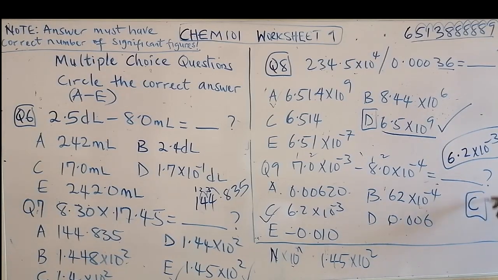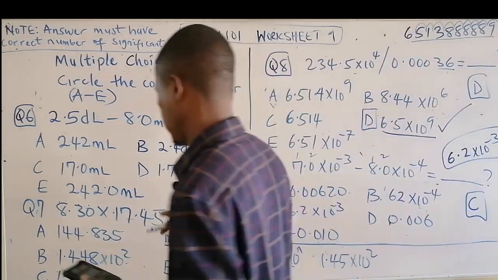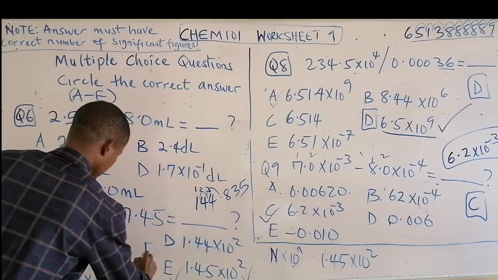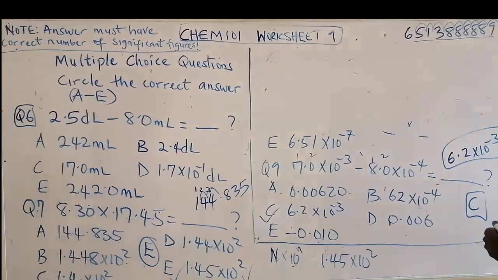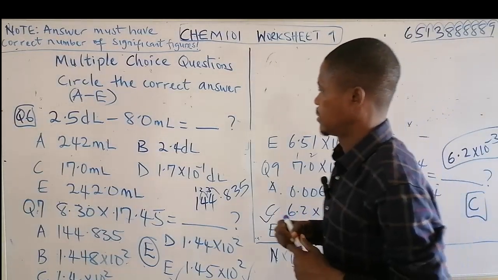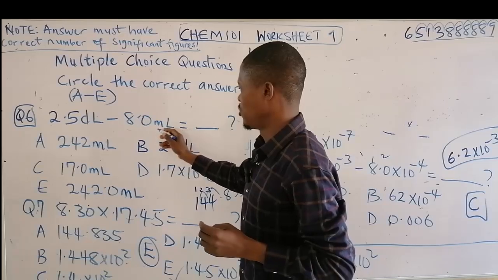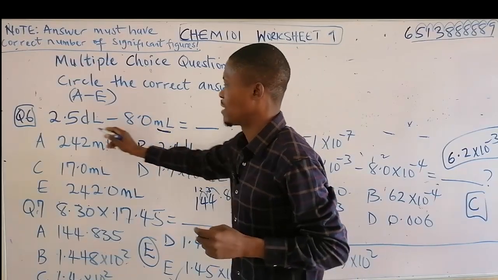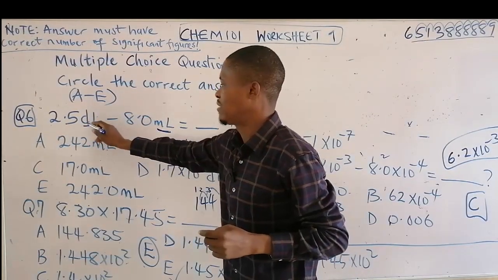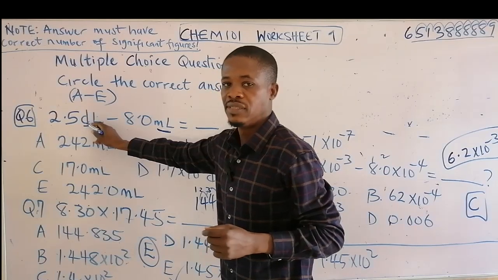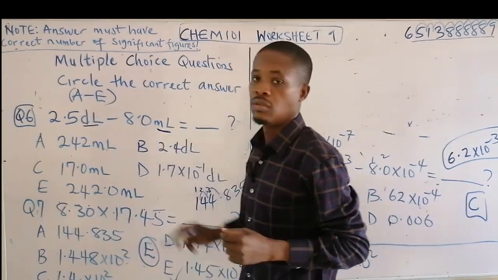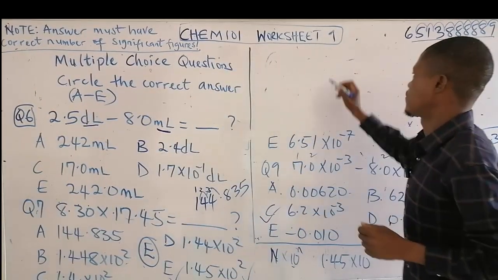Question 9 is C. Okay, question 8 is what? Is D. Question 8 is D. Question 7 is E. Question 7 is E. For question 6, before we can do the subtractions, the SI unit must be the same. So let's convert this DL, deciliter, to milliliter. So we're going to start from here.